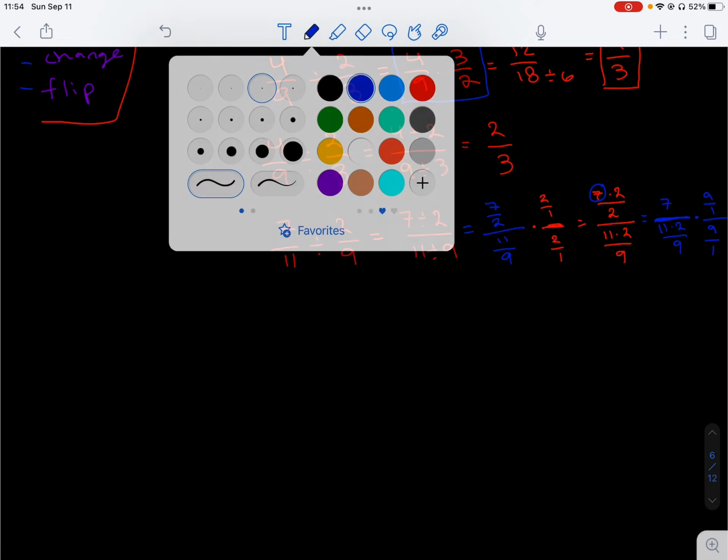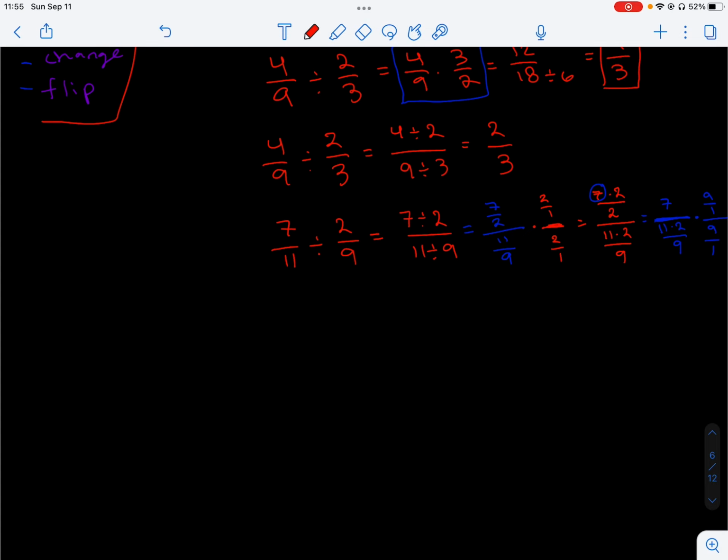I'm going to move to the next row, and I'm going to be left with 7 over 1 times 9 over 1, which is just equal to 7 times 9. And on the bottom we have 11 times 2 times 9 over 9 times 1, which is just 9. Now, 11 times 2 is 22. If I multiply that by 9 and divide by 9, I am just left with the 22 I started with. So I'm going to write this instead as 7 times 9 over 11 times 2. And then, of course, we can undo the multiplication of fractions here, and you might notice you have 7 over 11 times 9 over 2.